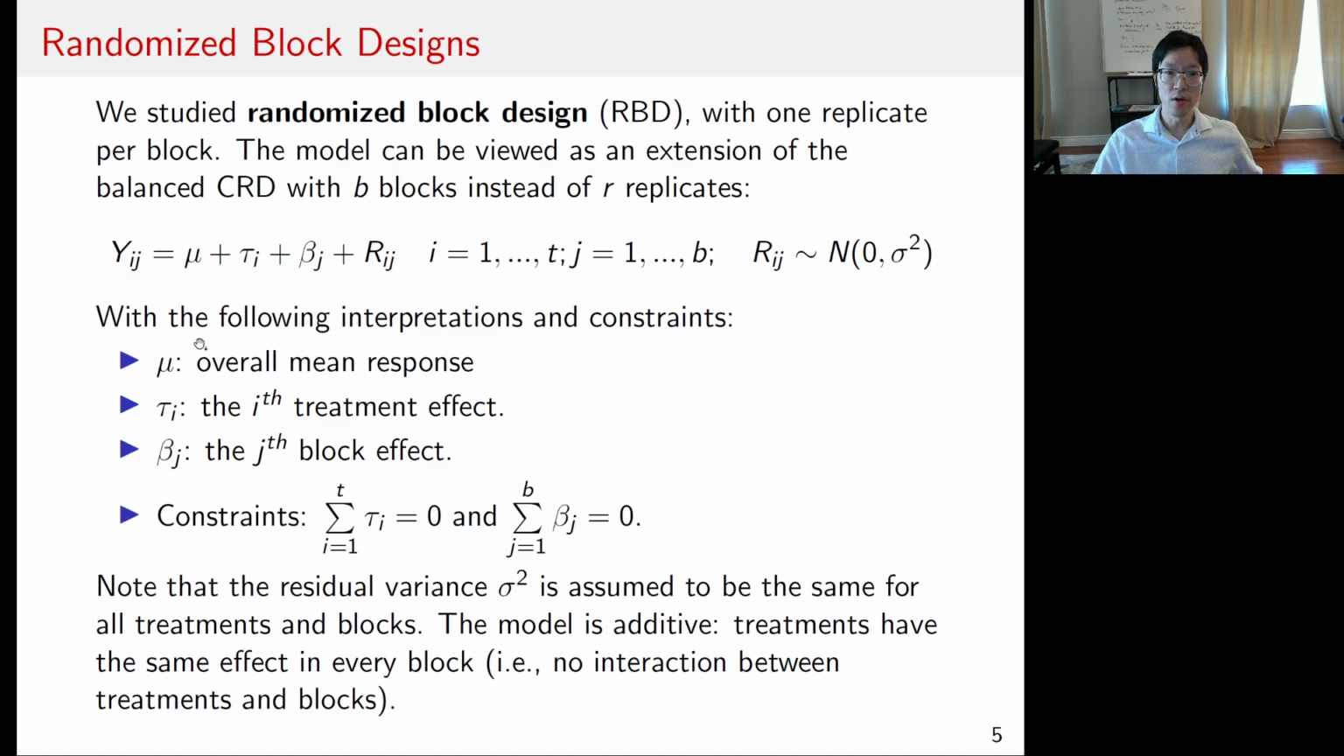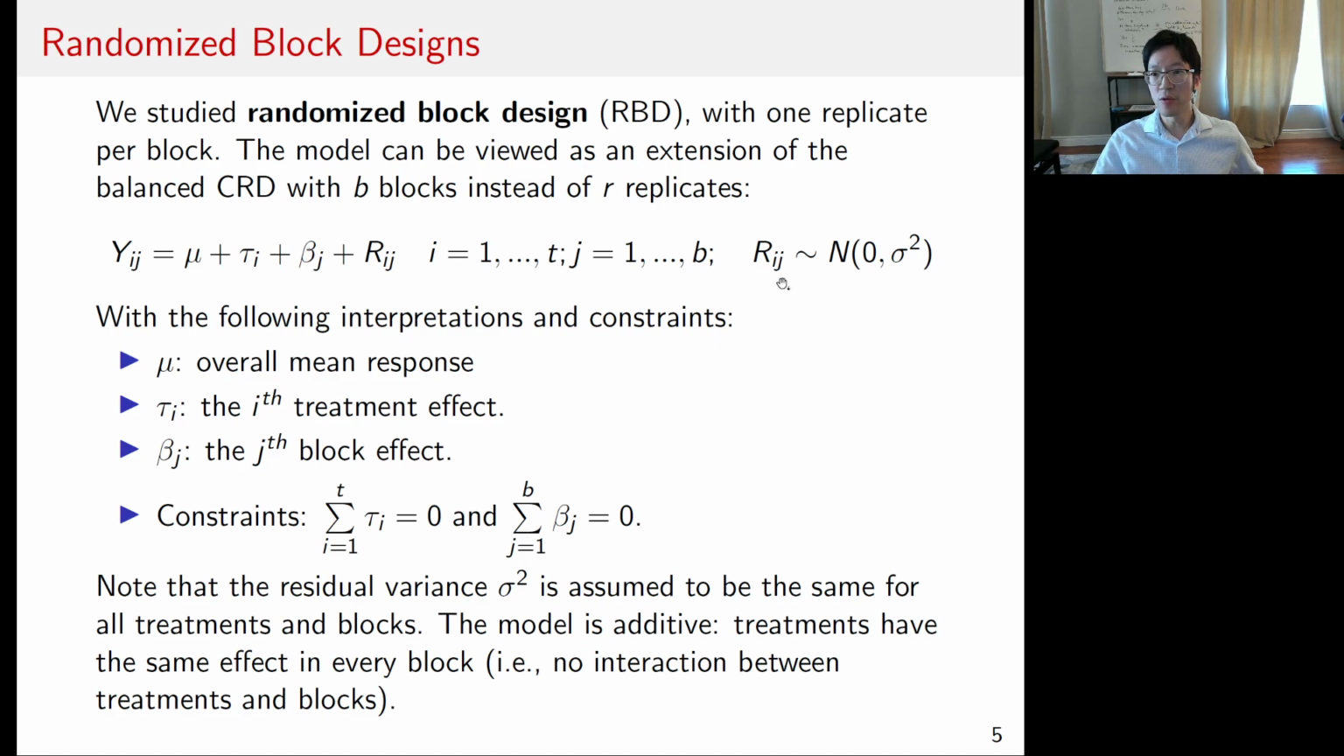Okay, so again with the usual way to interpret these, we have the overall mean response and then the treatment effect and the block effect, with these two sets of parameters and their corresponding constraints, which is they both sum to 0.